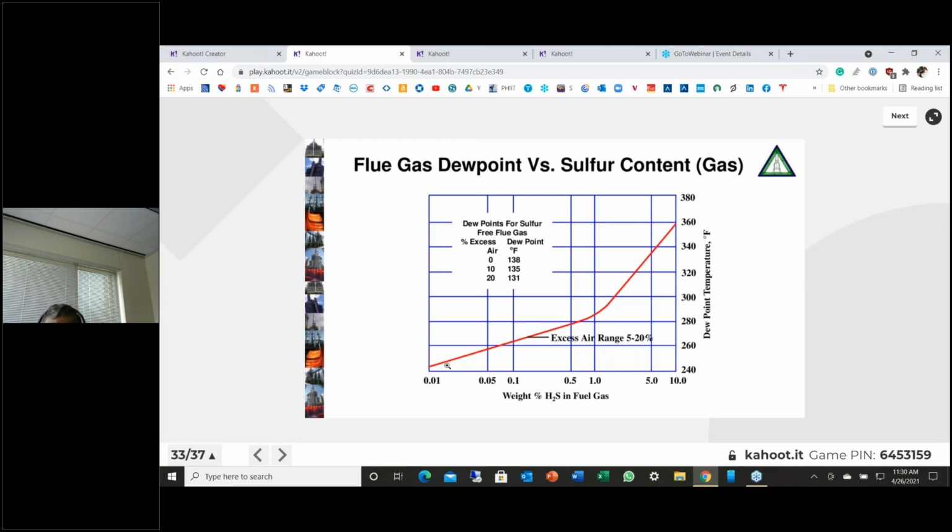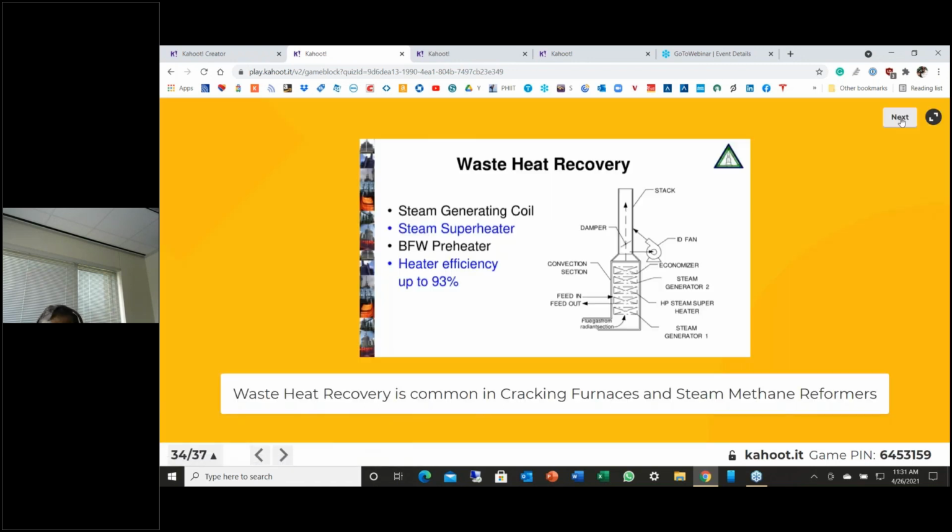And here you can see the chart of weight percent H2S in the fuel gas, and you can see the dew point is anywhere starting from 240 to 360. So dew point is very, very important. You don't want to get into dew point, and that becomes like a limitation on efficiency. Fortunately, now we are burning clean fuel gases. There is a lot of effort on reducing the sulfur content in the fuel gases. So we can go down as low as possible, and maximize the efficiency.